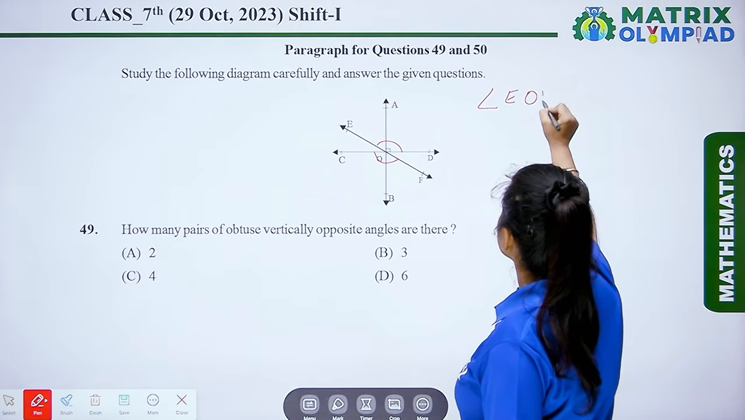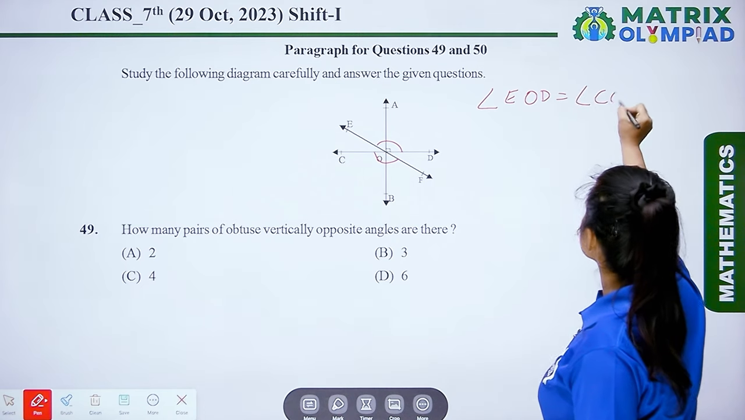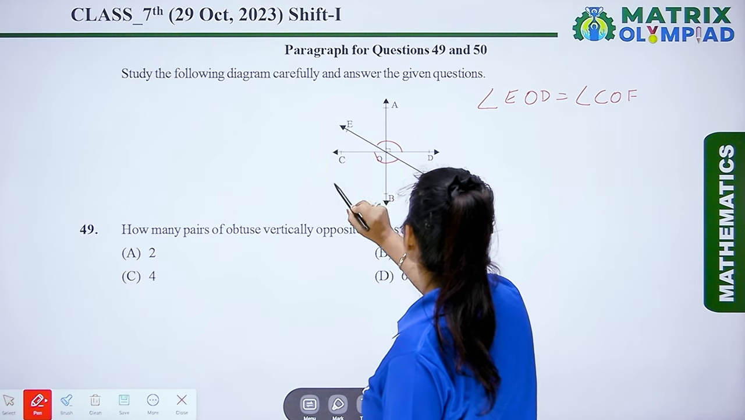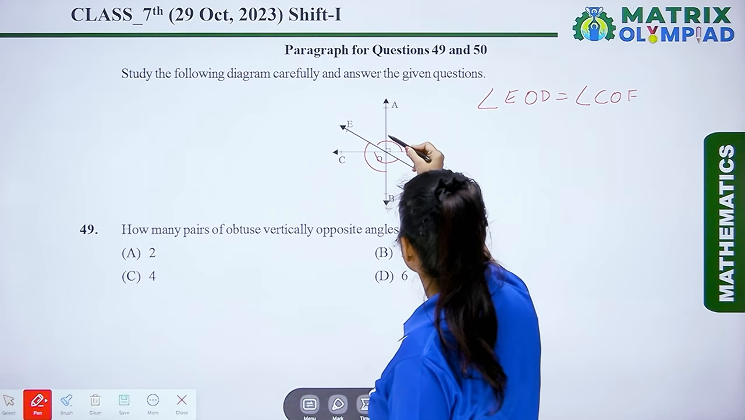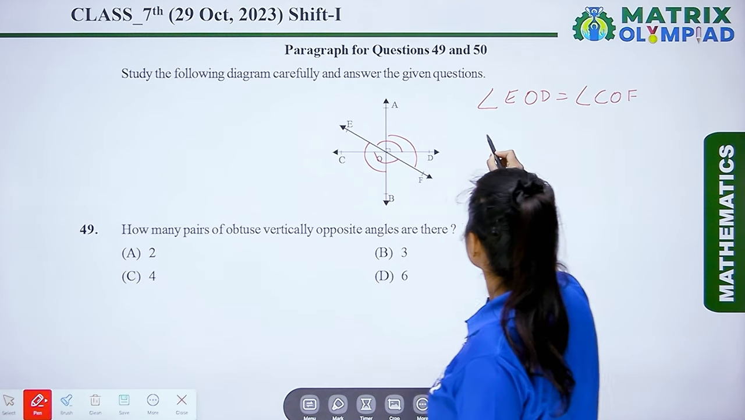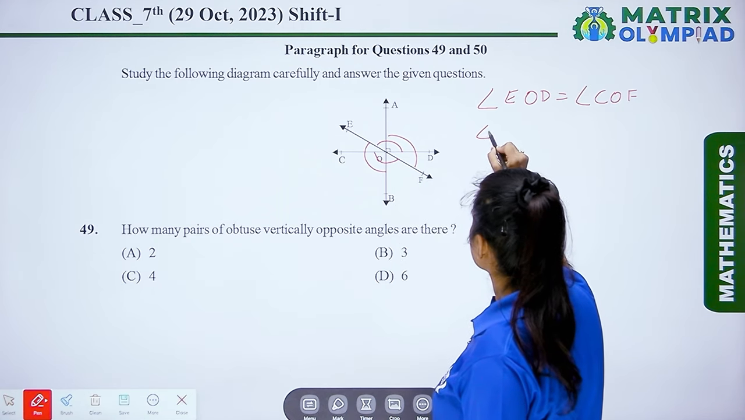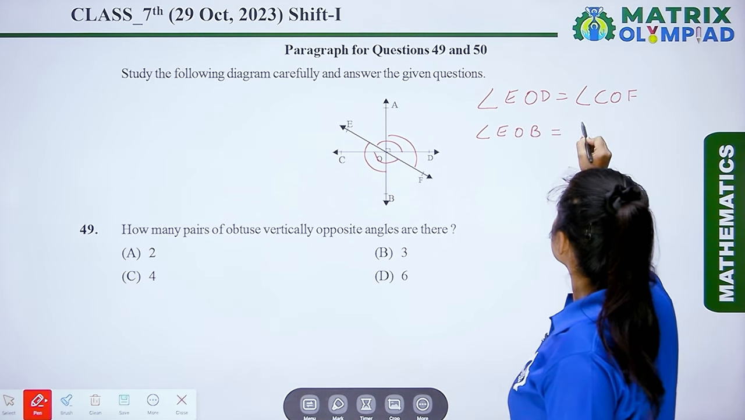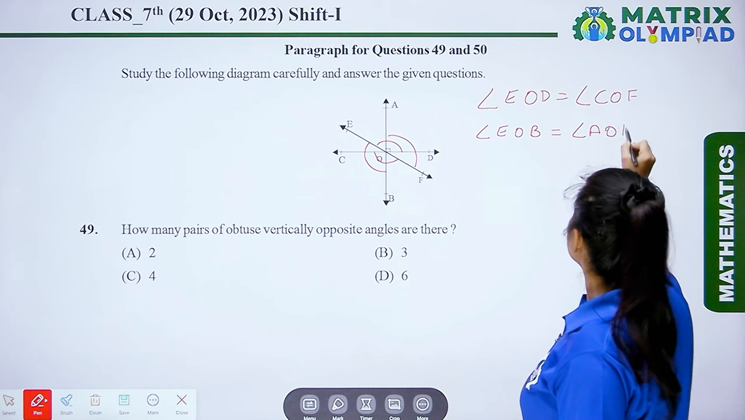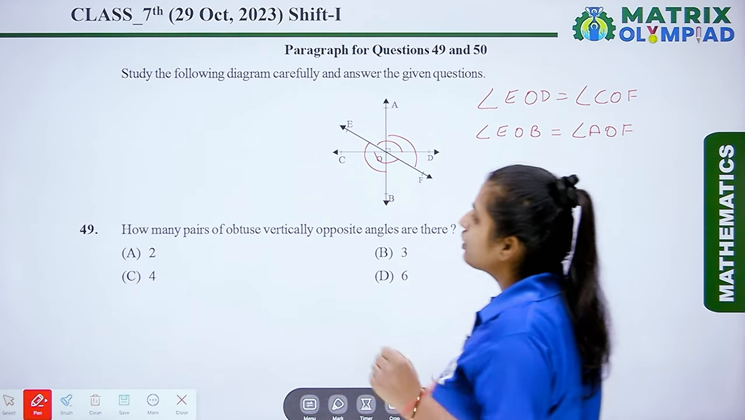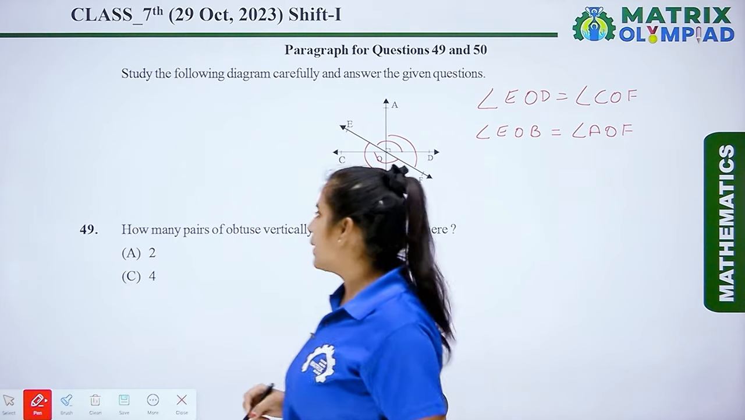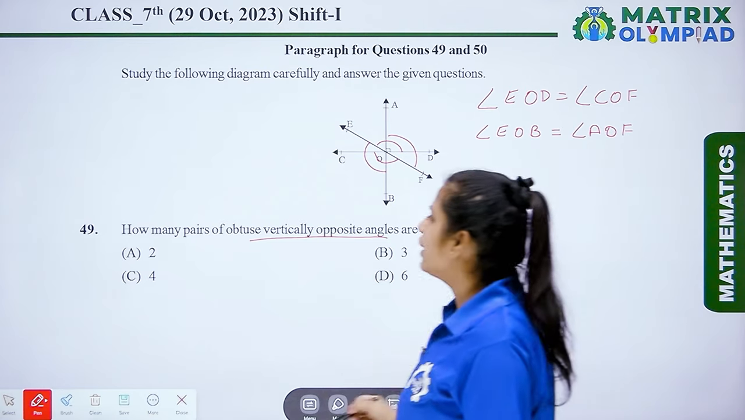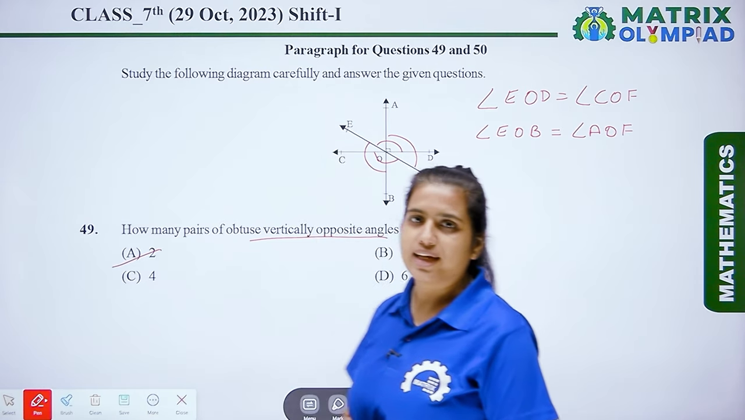Angle EOD is equal to angle COF. Next, we have angle EOB is equal to angle AOF. It means we are having two pairs of obtuse vertically opposite angles. So here option A is the correct answer.